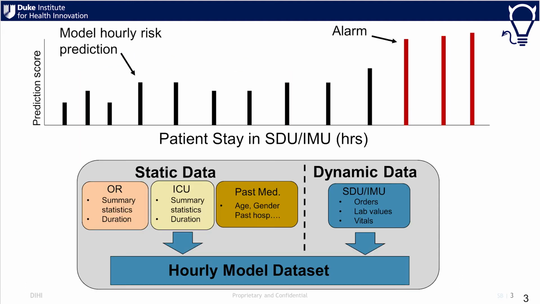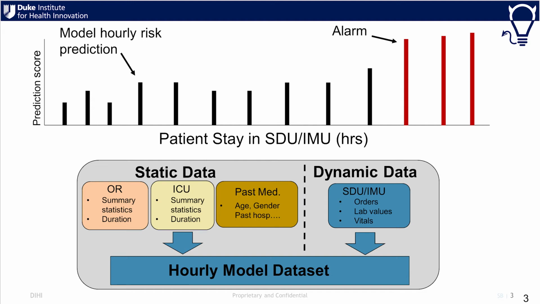Therefore, we sought to build a model that would predict the hourly risk of a patient returning to the cardiothoracic ICU or dying in the next 48 hours while they're in these step-down or intermediate units. This model is supposed to run hourly and generate a prediction score, and above a certain score, it would alarm. When this alarm goes off, there would then be an intervention to try to prevent the patient from further decompensating.